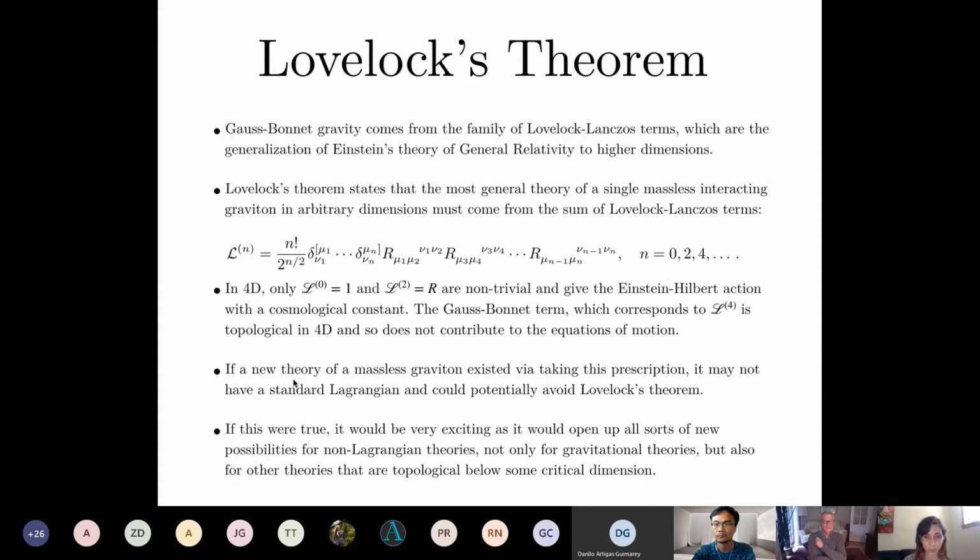If this were true, it would be very exciting, as it would open up all sorts of new possibilities for non-Lagrangian theories, not only for gravity theories, but also for other topological theories like Galileons that are topological below some critical dimension.